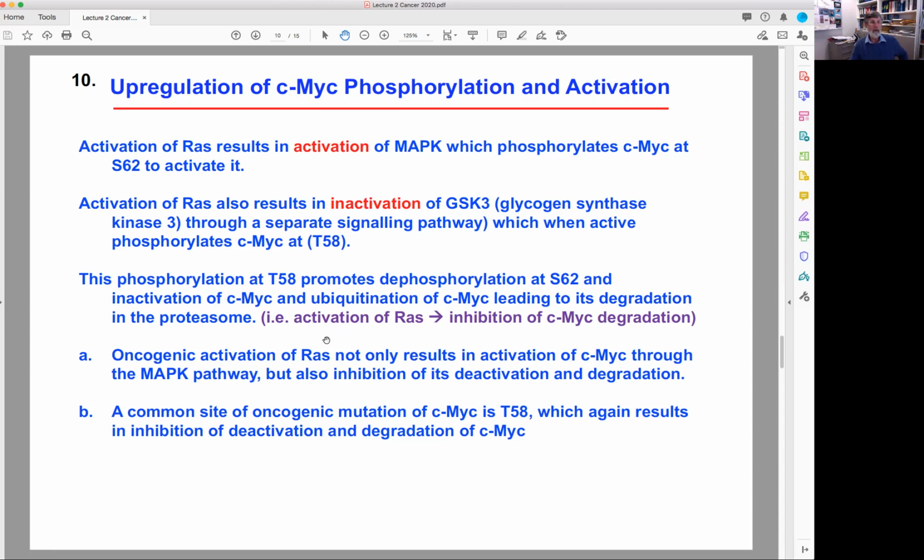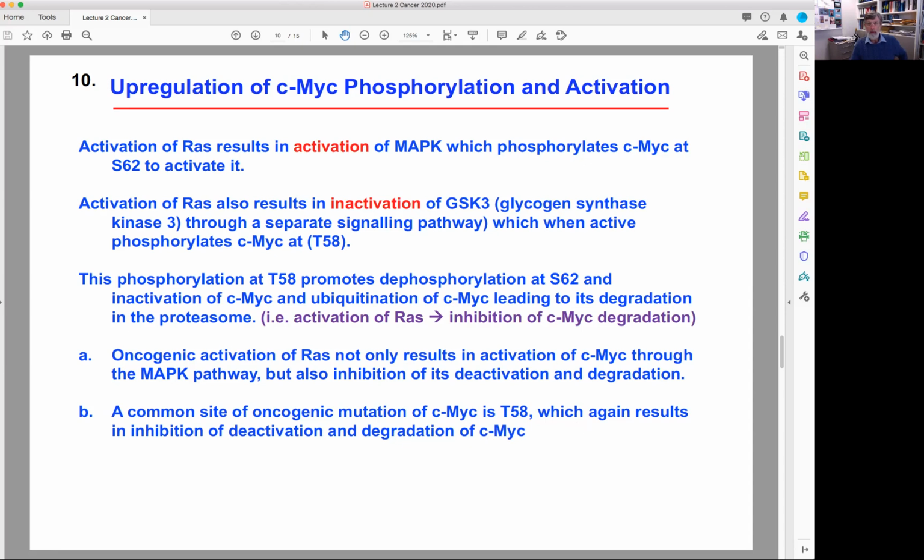So oncogenic activation of RAS not only results in activation of c-MYC through the MAP kinase pathway, but also inhibition of its deactivation and degradation via downregulation of the GSK3. So a common site of oncogenic mutation of c-MYC is at threonine 58, or T58, which again results in inhibition of deactivation and degradation of c-MYC.